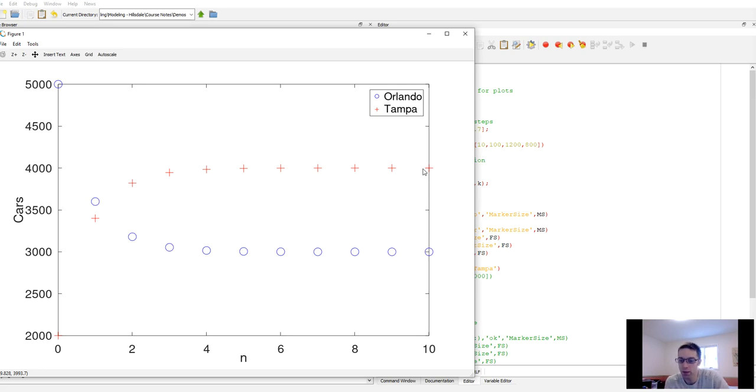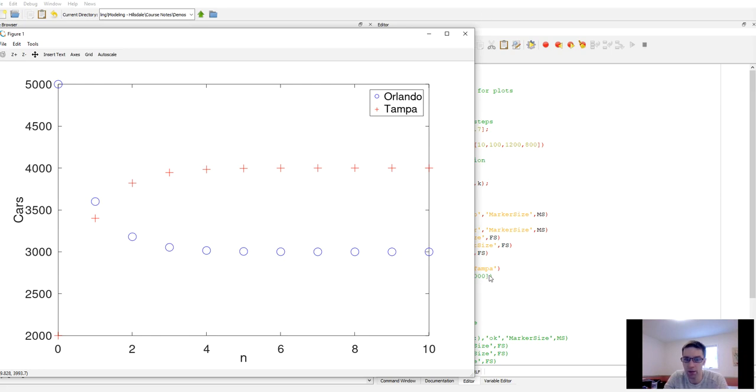And so at that point, now that we've solved this numerically, we can ask ourselves the question, is that acceptable? You know, if you're running this rental car business, is it okay to have 4,000 cars in Tampa and 3,000 cars in Orlando after a few days? If not, then you may need to schedule someone to move cars from one location to the other. And if it is okay, then you don't need to actually schedule that. All right, so that's a numerical solution.